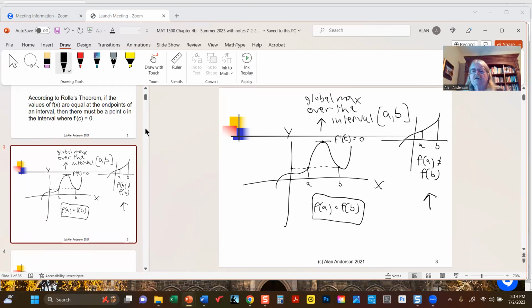And you can see on the graph on the right, f of a is not equal to f of b, so you can see there is no point where the slope of the curve is equal to 0. There could be one, but it's not guaranteed. So Rolle's is basically saying that if this is true, you're guaranteed to find a point in here somewhere, which is an extreme point.